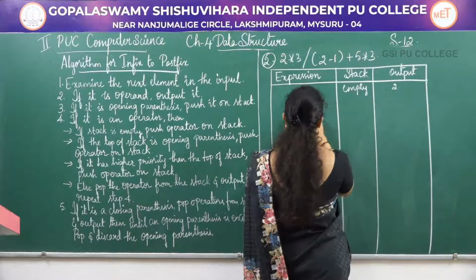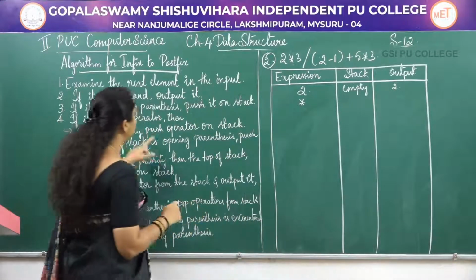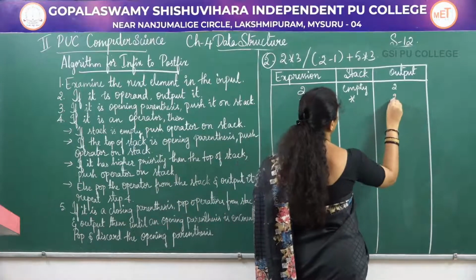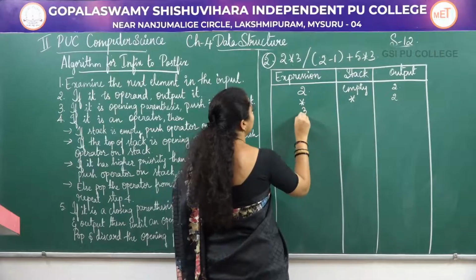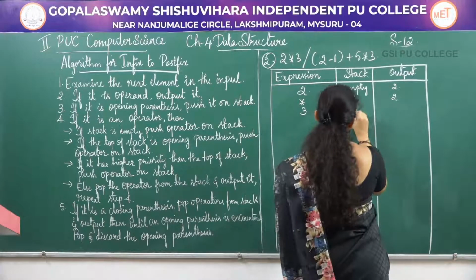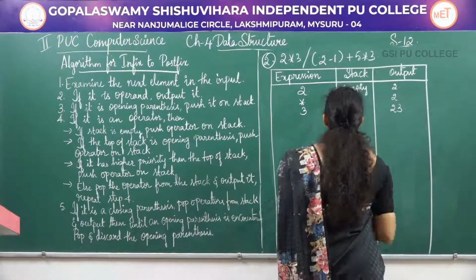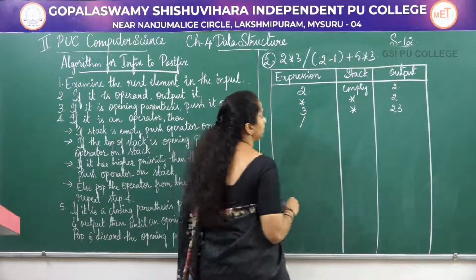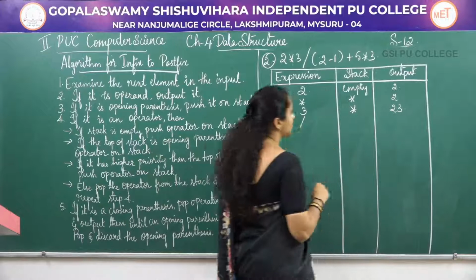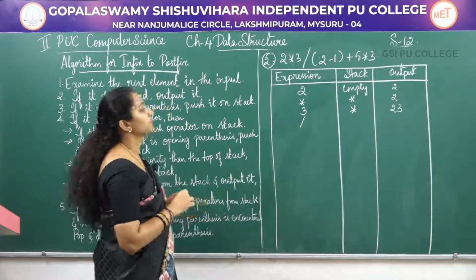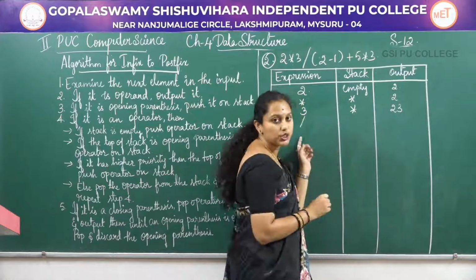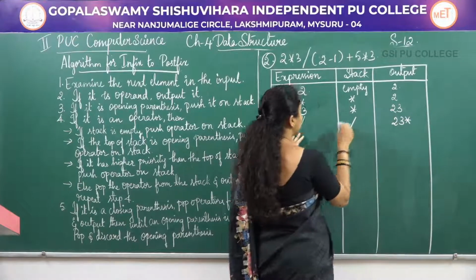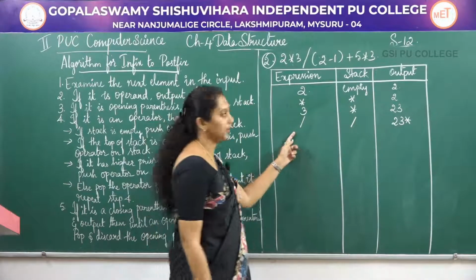Next, multiplication. If it is an operator, then we have to push the operator on the stack. I am going to push this operator on the stack. Next is an operand, so I am going to output this. Next is an operator. This operator has the same precedence level, so I am going to pop out this multiplication symbol. After this I am pushing this operator into the stack.